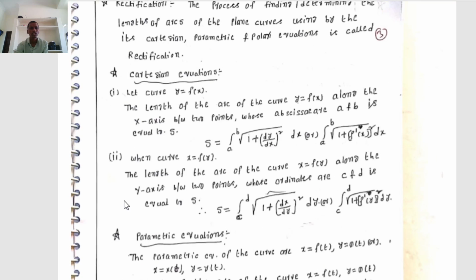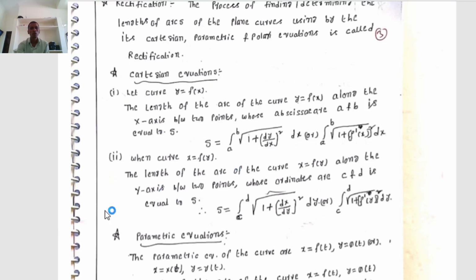First, the Cartesian equation y equals f of x or x equals f of y. Let the curve be y equals f of x. The length of the arc of the curve y equals f of x along the x axis between two points whose abscissas, that is x limits, are a and b, is s equals the integral from a to b of square root of 1 plus (dy/dx) squared dx, or the integral from a to b of square root of 1 plus f dash of x squared dx, or sometimes 1 plus y dash squared dx.